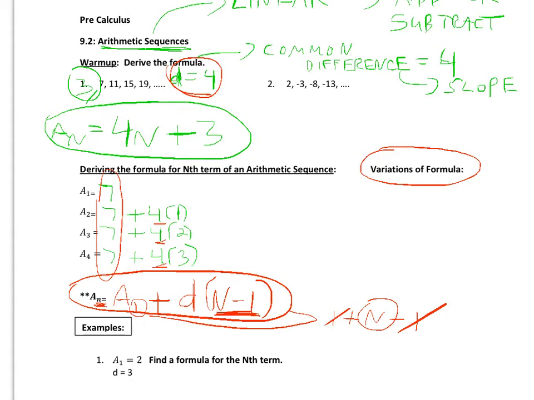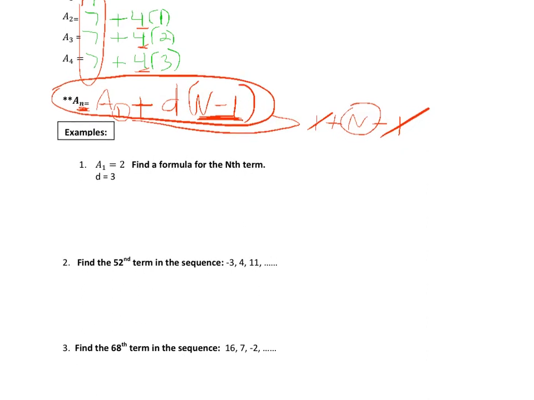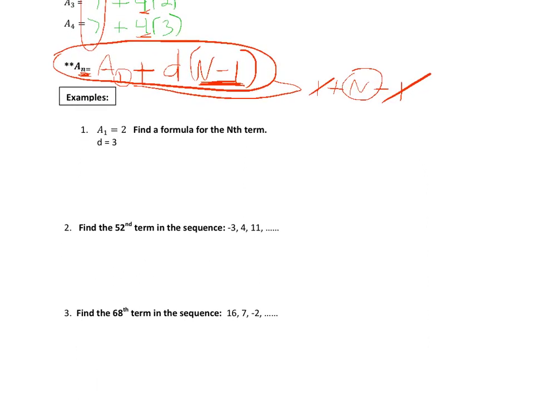All right, so let's look at some of these here. Let's look at number 1. Okay, it has find a formula for the nth term. Now, this problem, you could probably come up with it a couple of ways. I'm going to use what I just came up with using this formula. Okay, so it has a sub 1 equals 2. Find a formula for the nth term. So I'm going to put a sub n equals.